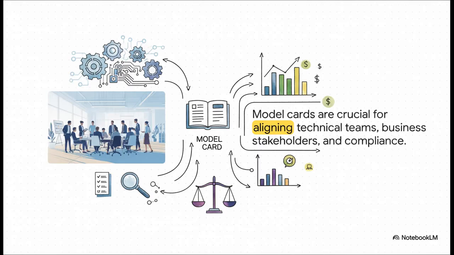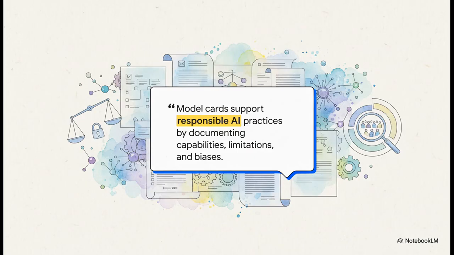And why does all this documentation matter so much? Well, this visual shows it perfectly. Model cards aren't just a technical thing for the devs. They're the bridge that connects everybody. The technical teams building it, the business folks who need to use it, and even the compliance officers who have to understand its risks. At the end of the day, it really comes down to this. Model cards are a fundamental part of responsible AI. By clearly documenting everything, a model's strengths, its weaknesses, and its potential biases, you're creating the transparency and accountability that are absolutely essential for any system you're going to put into production.